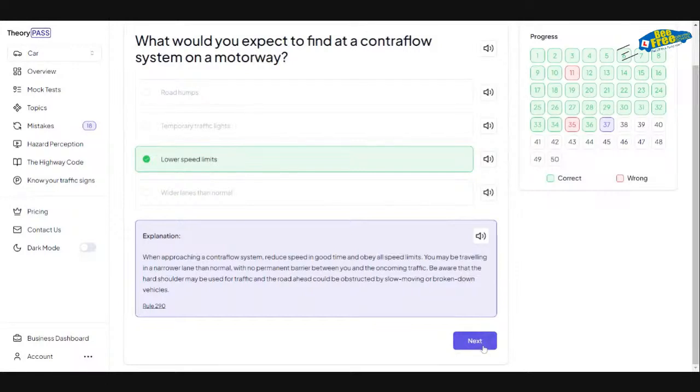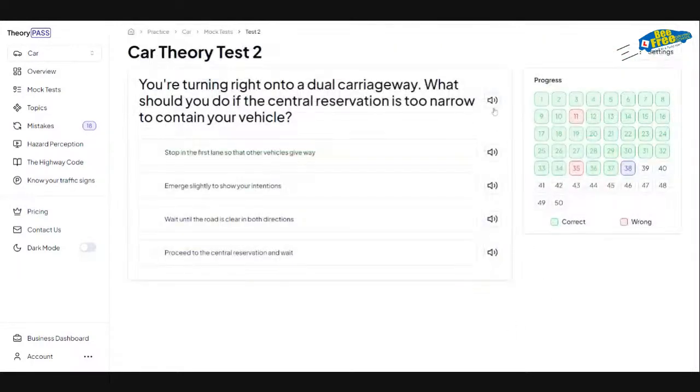We are on the next question, which is question 38. You're turning right onto a dual carriageway. What should you do if the central reservation is too narrow to contain your vehicle? Stop in the first lane so that other vehicles give way. Emerge slightly to show your intentions. Wait until the road is clear in both directions. Proceed to the central reservation and wait. Okay, I'm a very visual person, so what's going to help me right now is to draw this as I go back over the question. So you're turning right into a dual carriageway.